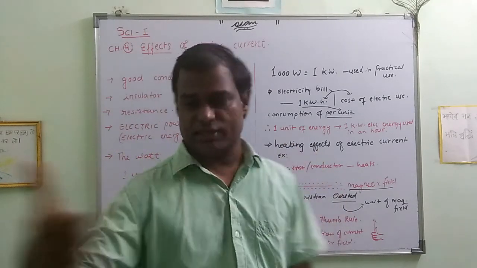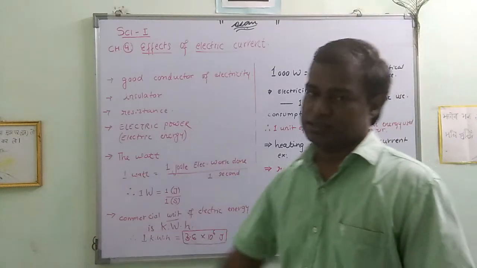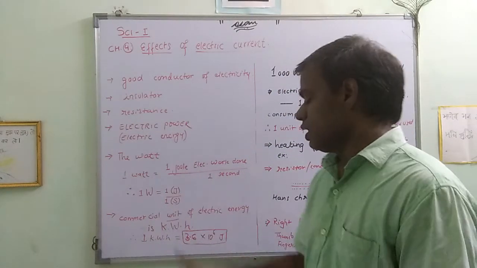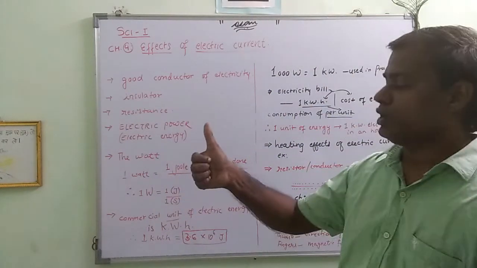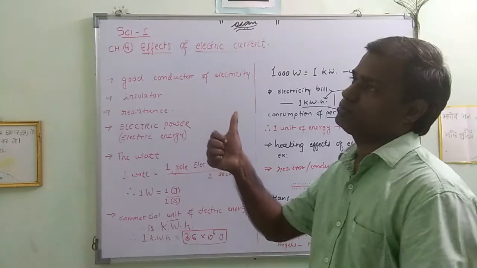Next is the right hand thumb rule. In your textbook, you will find that a hand is like this. Okay. So what does it denote? It denotes that if you hold your hand like this, the thumb is showing the direction of the current.